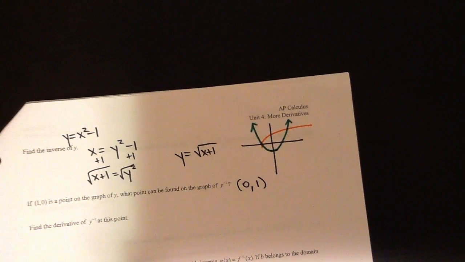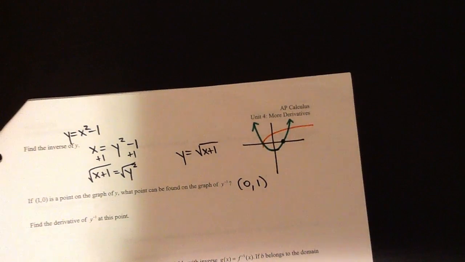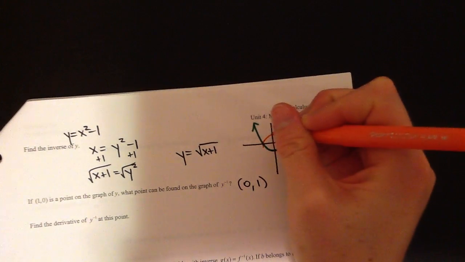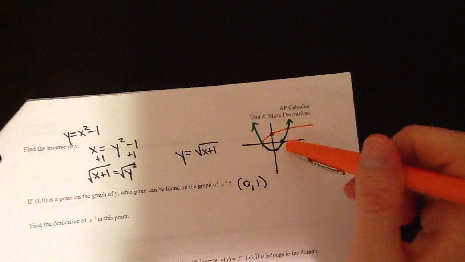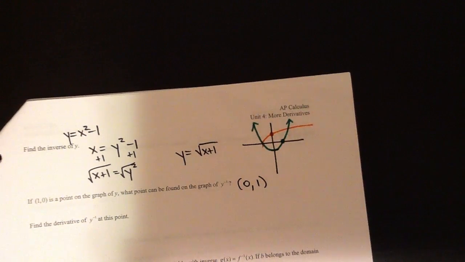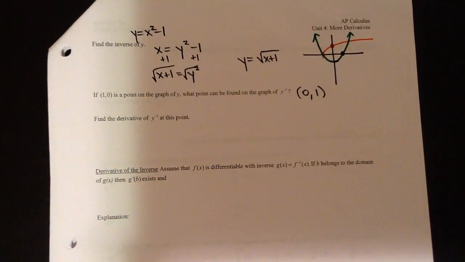So the 2 points that I was just talking about, the point (1, 0) is right there on my original function, which means that the point (0, 1) is a point on my inverse function. And so those are reflections of each other around the line y equals x. Just that nice little mirror image point. All right, so now find the derivative of y inverse.